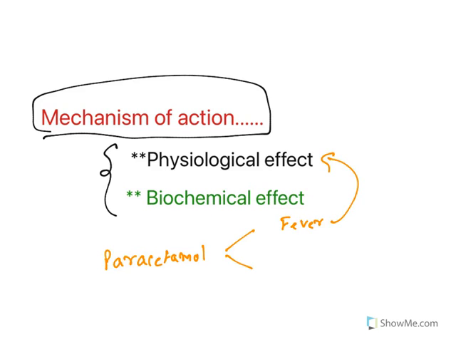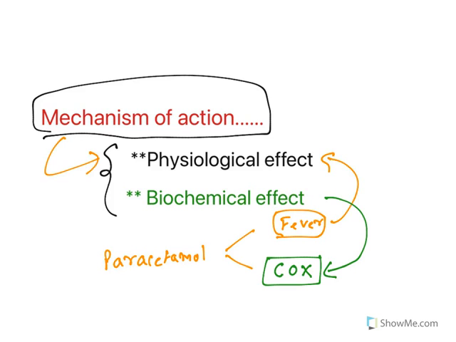Now, but how does it do that? By inhibiting cyclooxygenase. What is this effect? This is called biochemical effect. Biochemically, what is happening? Cyclooxygenase enzyme is inhibited. Physiologically, what is happening? Because of that, fever is getting reduced. So whenever you read mechanism of action, you need to think like this. What is the physiological effect? What is the biochemical effect? Some of the questions are tested based on the physiological effect. Some of the questions are tested based on biochemical effect.